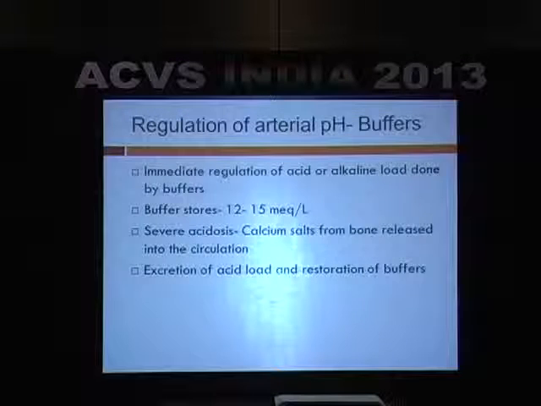So this will help us in understanding the concept of compensation in my further slides. This concept of increasing CO2 and increasing bicarbonate.